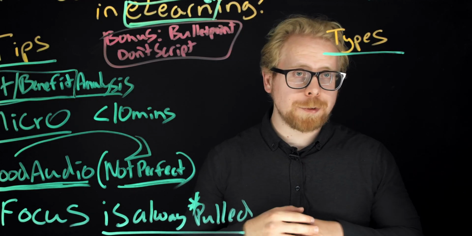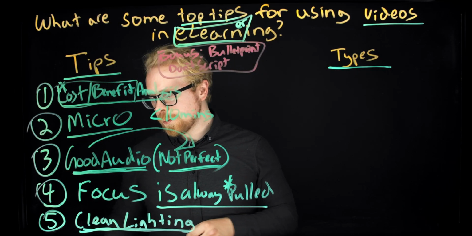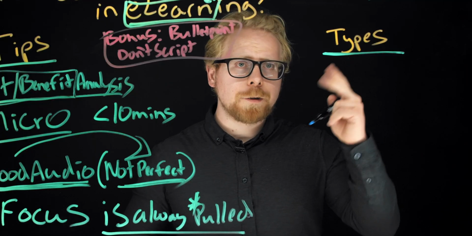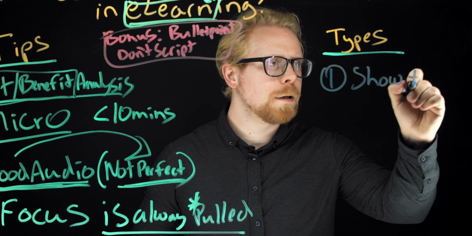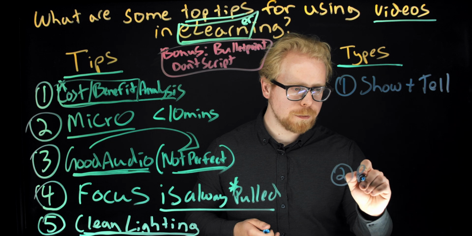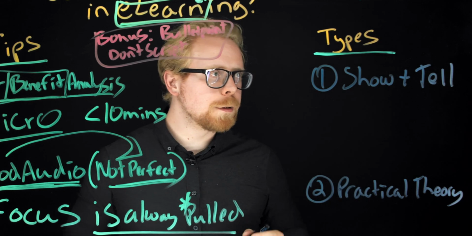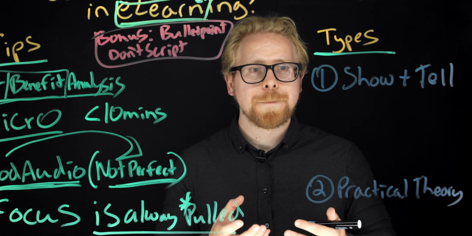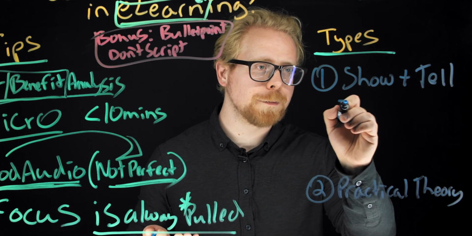So let's go through the types of videos now. You know our 5 top tips, our bonus tip. Let's go into what types of videos are there when it comes to e-learning video content. There are 2 types. The first one, show and tell. And the second type, practical theory. Now, within show and tell, there are 3 types of videos that we're going to go through. The first one is the screen capture video.